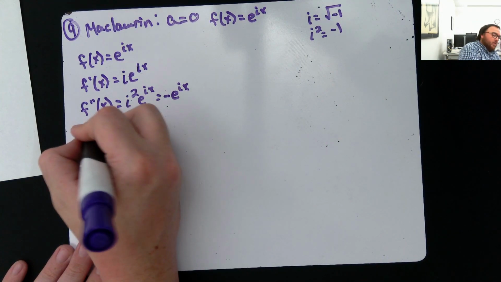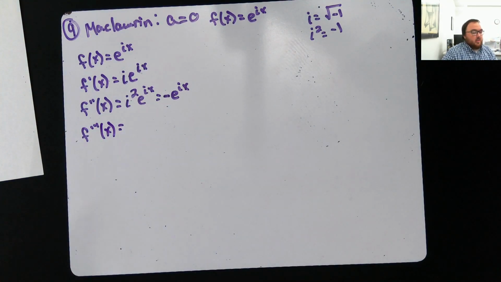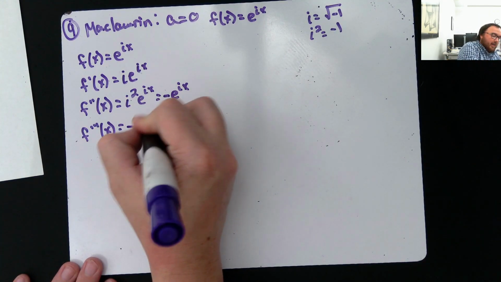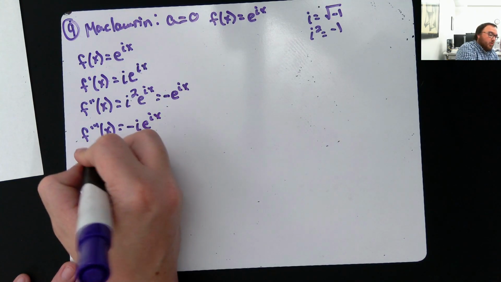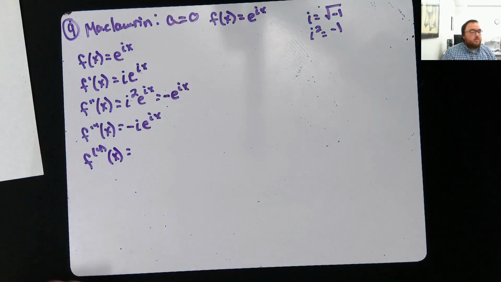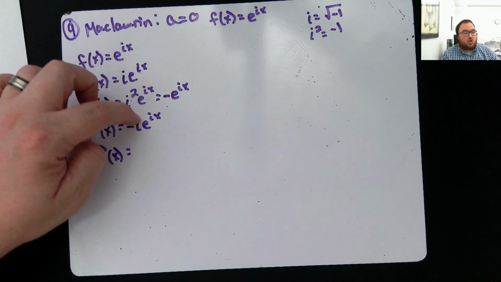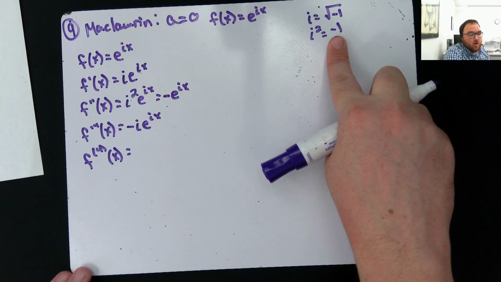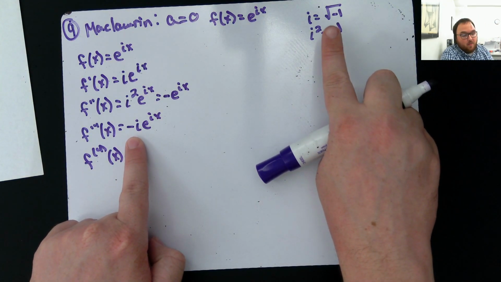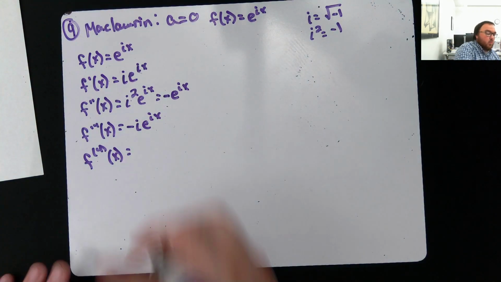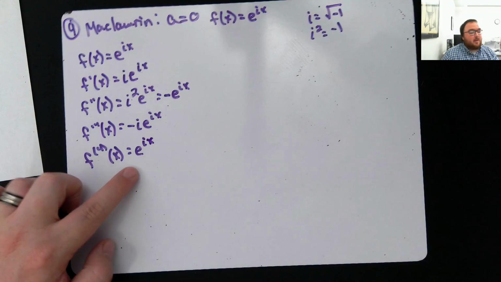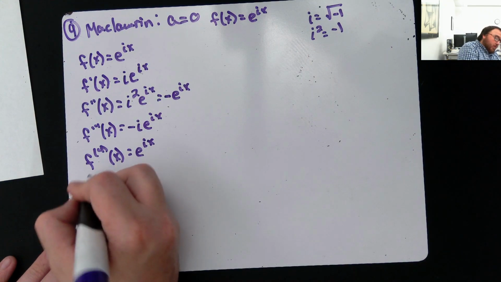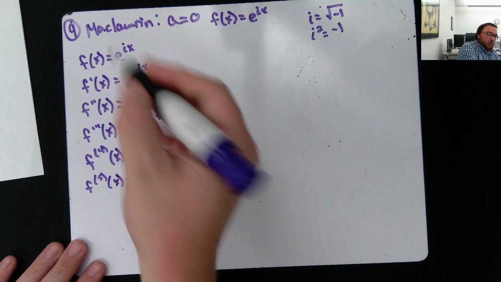Then the third derivative, do the same thing, e stays e, but I need to bring down an i, so negative i e to the ix. The fourth derivative, again, I would bring down another i, so it would be negative i squared. We already said i squared was equal to -1. So negative the -1 would be positive 1 e to the ix. And notice I'm back to what I had to start with. So when I took the fifth derivative, I would just start back over.